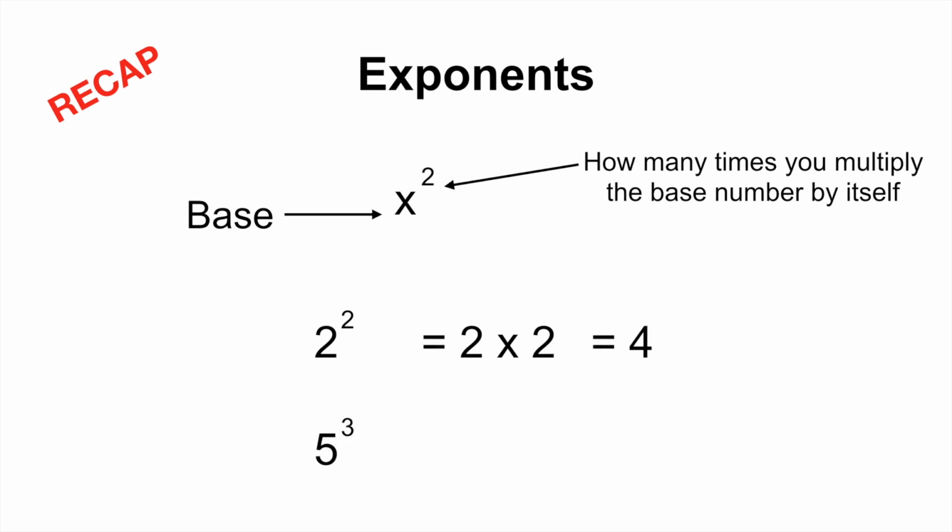If I told you 5 raised to the power of 3, what that's telling you is that you're going to multiply 5 by itself 3 times. So 5 times 5 times 5, which is 125. That is what exponents are.